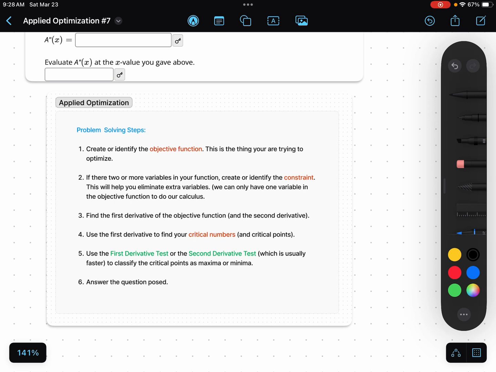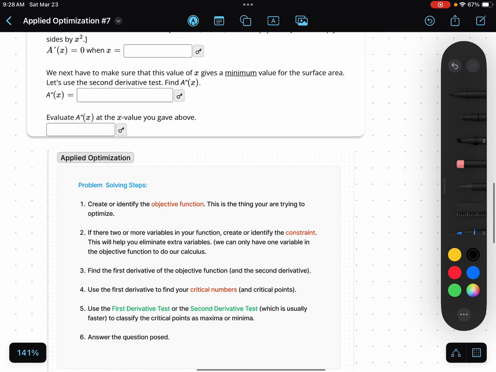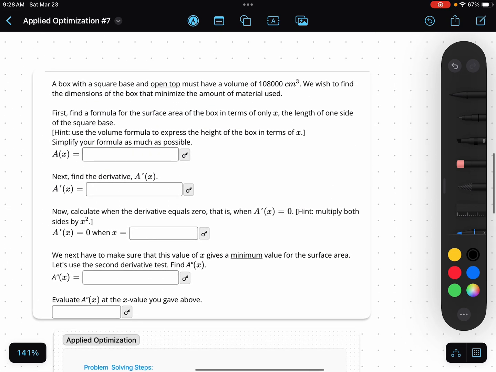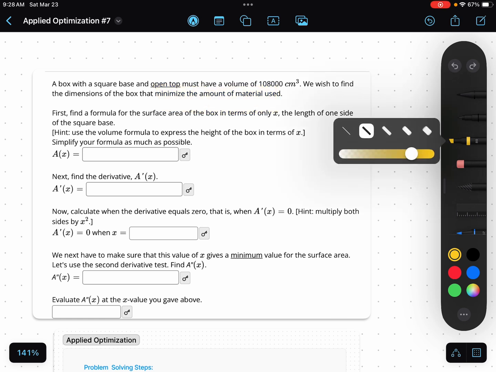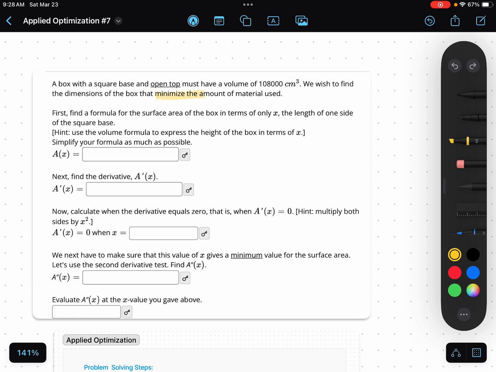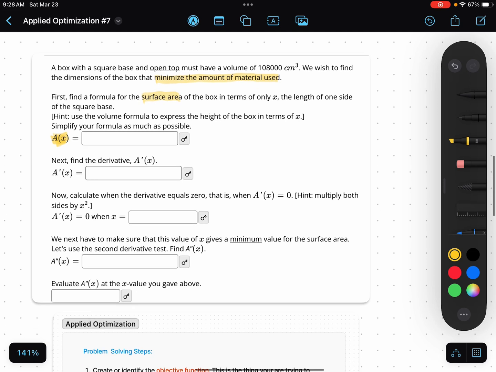So step 1, we're going to create or identify the objective function. Well, in this case, the thing that we want to minimize is the amount of material used. Let me undo that and make that a little more narrow. Okay, the amount of material used. There we go. In our case, that's our area function, A of x. Okay, so that's a surface area. We want to minimize the surface area.